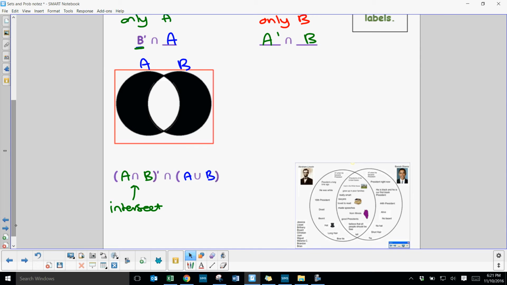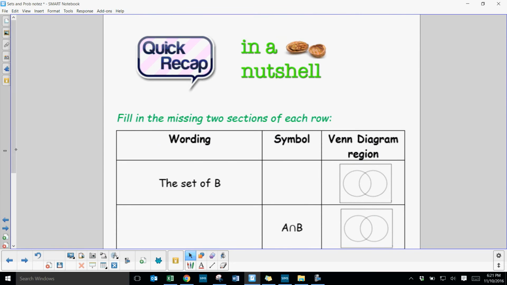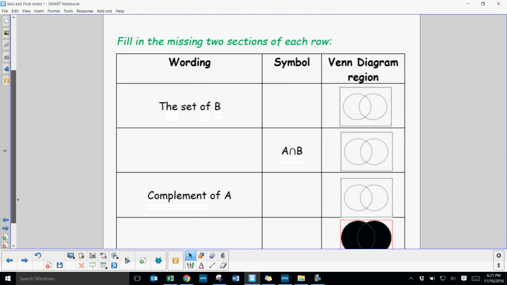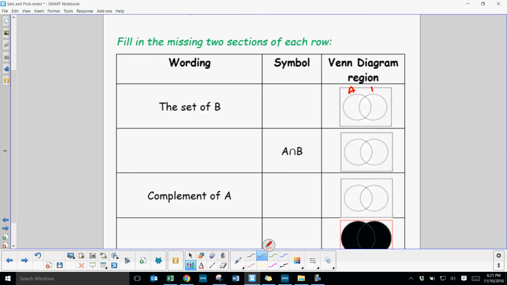Now let's move on to some examples where we're actually going to shade ourselves. So here's one, a little quick recap on some things we already kind of know. Fill in the missing two sections of each row. So for the set of B, you can just assume it goes A, B, A, B, A, B, A, B. If you were asked to shade the set of B, you would just shade the circle B. It's pretty straightforward. So just shade it better than I am. It's pretty bad. Okay, that'll do. The symbol for the set of B, of course, is just the letter B.